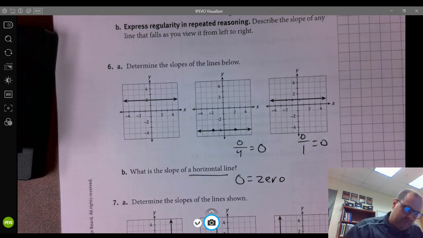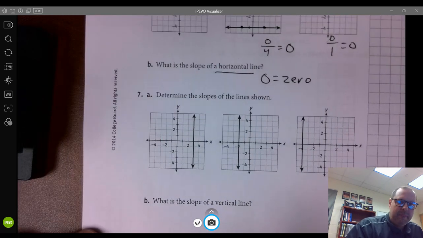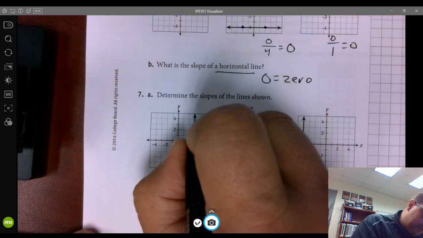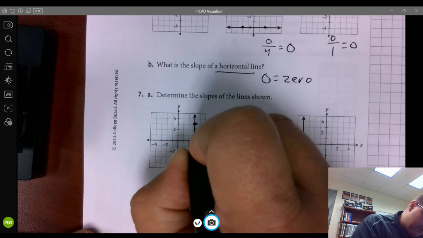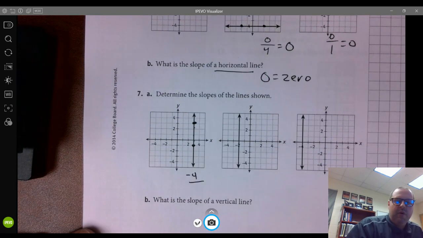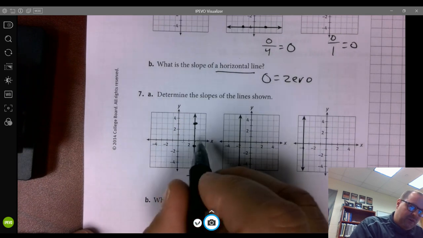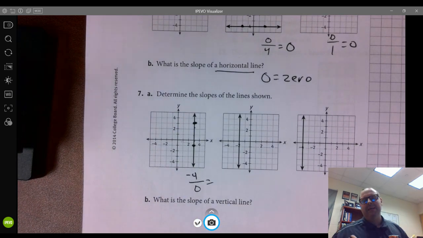Always 0. Now, a vertical line, let's look at that one here. So if I just pick 2 points and said, all right, from here to here, I went down 1, 2, 3, 4. So a run of negative 4, or a rise, sorry, of negative 4. In a run, I don't go anywhere left or right. So my run is 0. Now, a lot of people jump and say, oh, that's 0.